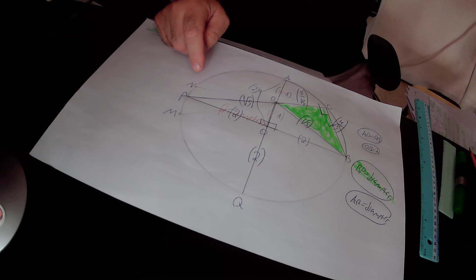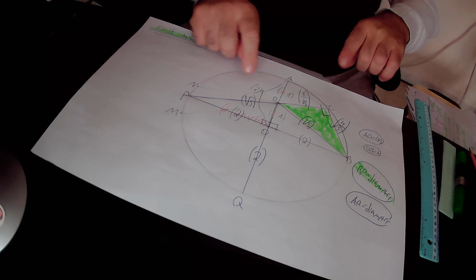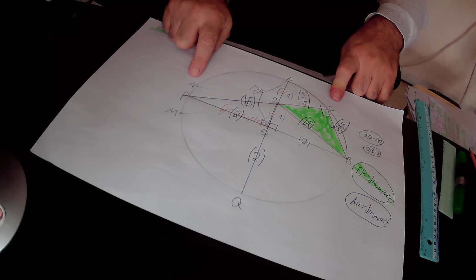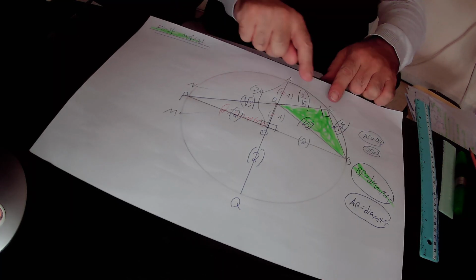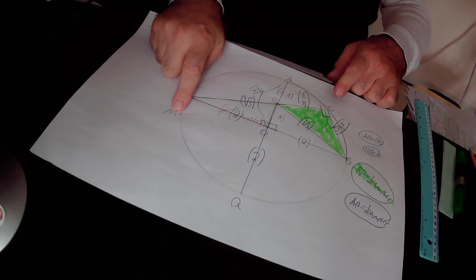So we have a contradiction to rule 5. Due to the contradiction to rule 5, the extended side CD will not touch the circle at point N. Then we assumed that the extended side CD will touch the circle at this point N.